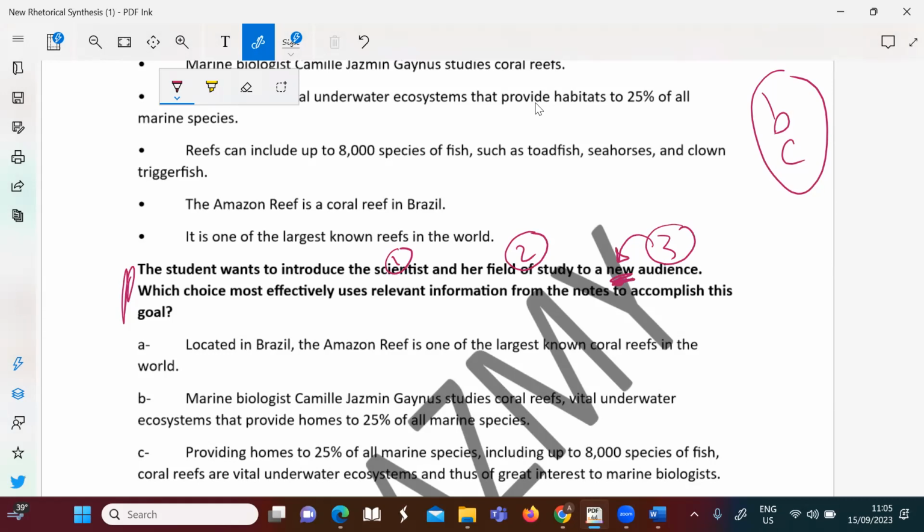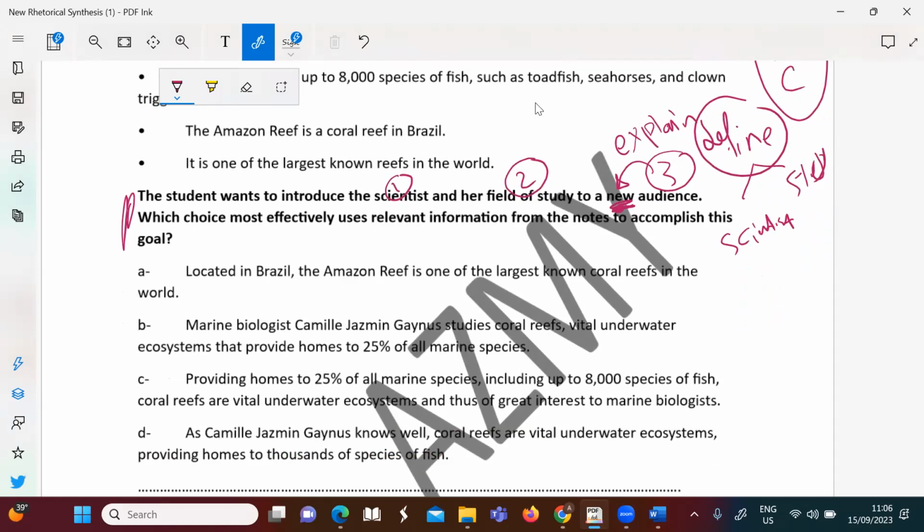New audience means you need to explain all of them, the scientist or the field of study? Both. Look, Hussein, the scientist and her field, introduce, yes, both. The scientist and the field of study. So you need to explain, not explain, I can say define, both the scientist and the study. We have B and we have C. Okay. Go read C, Ahsam, and tell me what's wrong here.